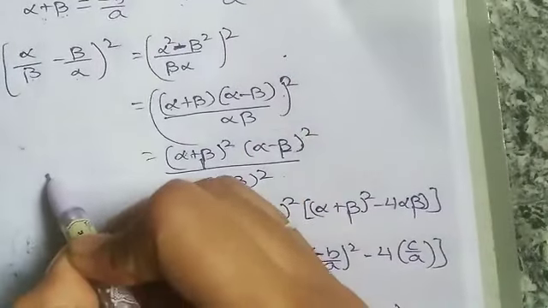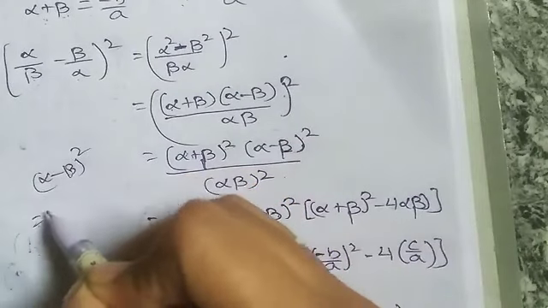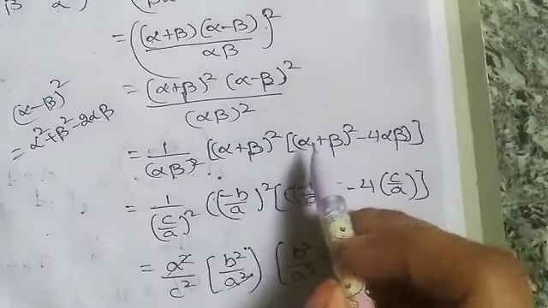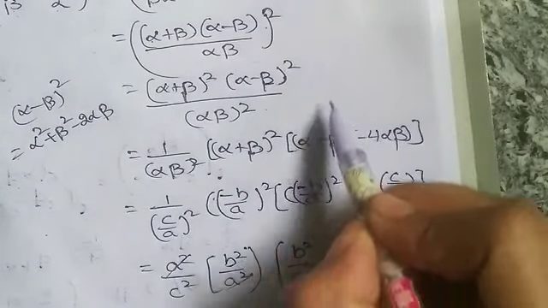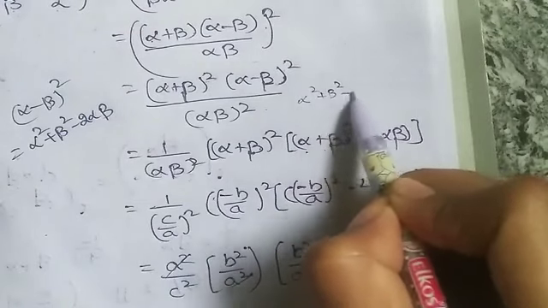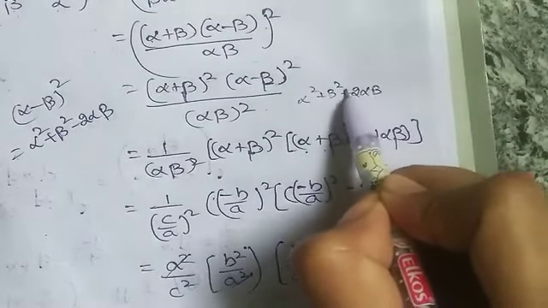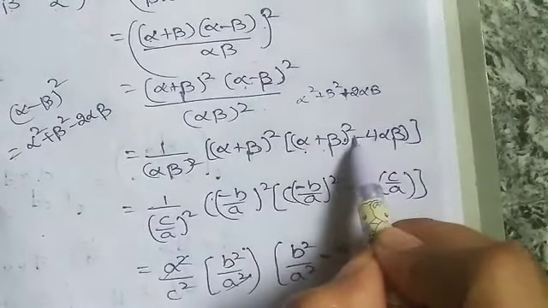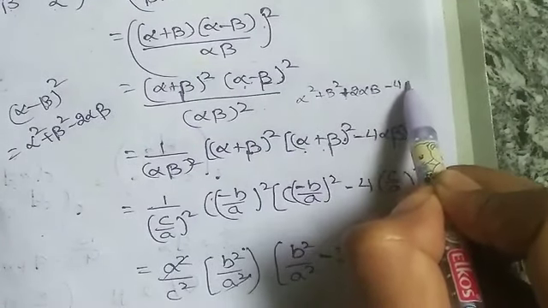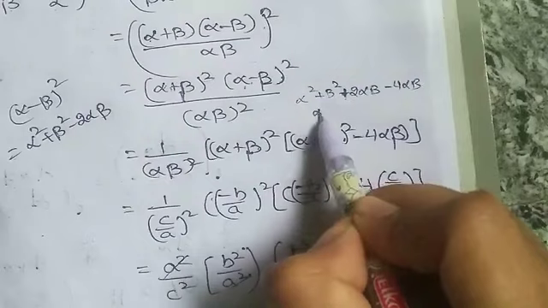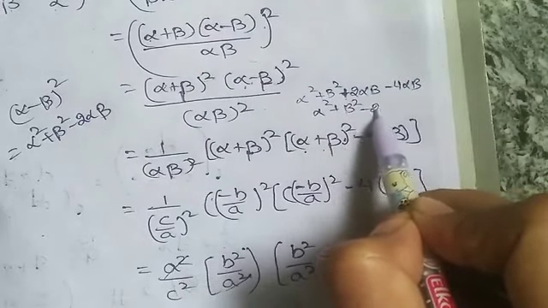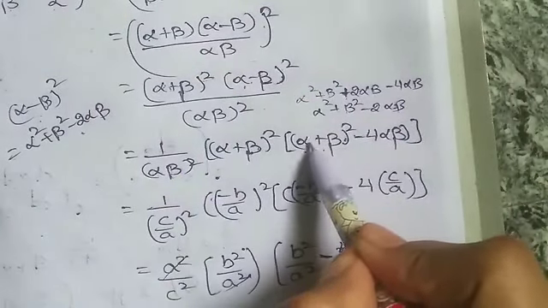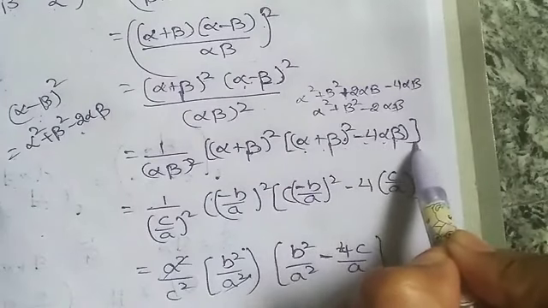So we already know that alpha minus beta whole square is alpha square plus beta square minus 2 alpha beta. So here I have written alpha plus beta whole square. So here we get alpha plus beta whole square, that is alpha square plus beta square plus 2 alpha beta. So again, to get alpha minus beta whole square, we have to subtract 4 alpha beta. If we subtract, what we will get? Alpha square plus beta square minus 2 alpha beta. So again we will get the alpha minus beta whole square. So I have done alpha plus beta whole square minus 4 alpha beta.